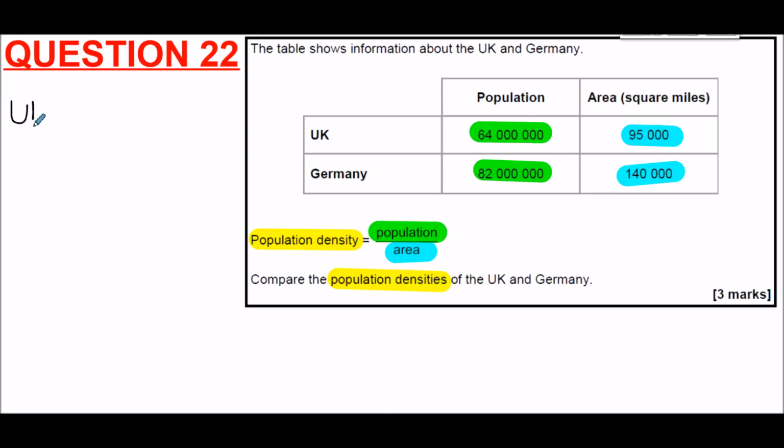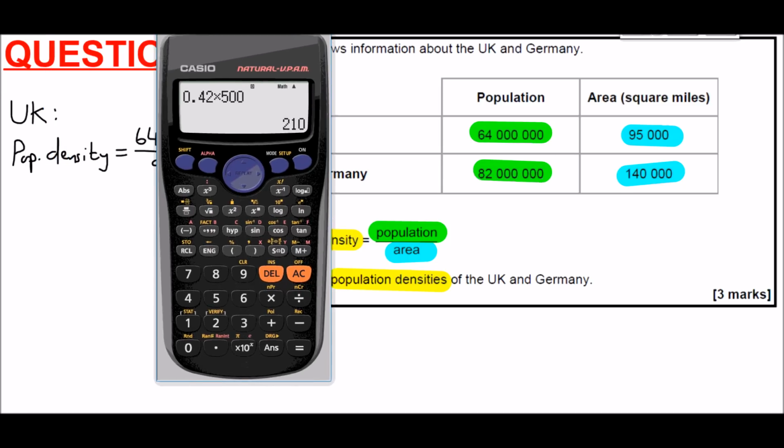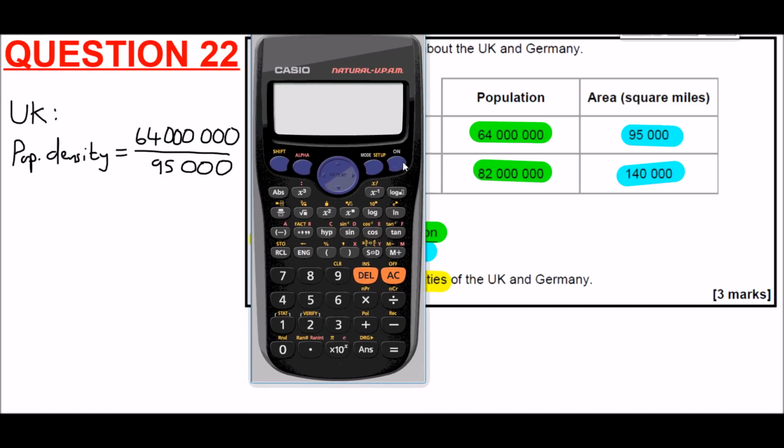So the UK, the population density for the UK is going to be the population of it, which is 64 million, over the area of the UK, which is 95,000 square miles. And so if we carefully type this into our calculator, and I do mean carefully, making sure we don't forget any zeros and don't add in any extra zeros by mistake, 64 million, that's right. In fact, I'll do it using the fraction button because it's how it looks in the question.